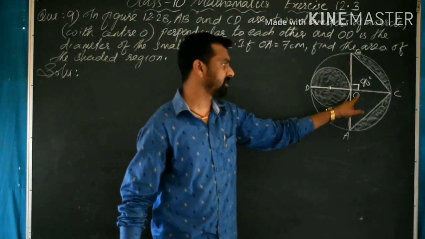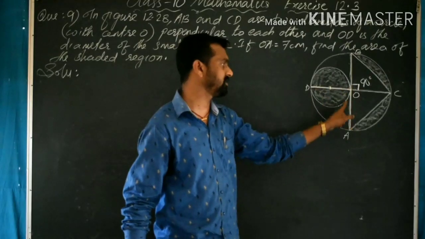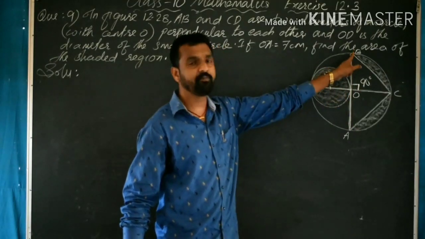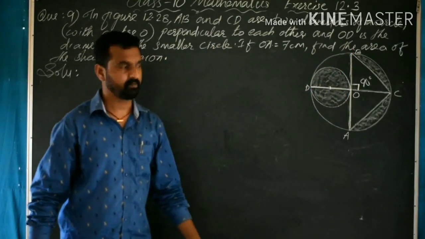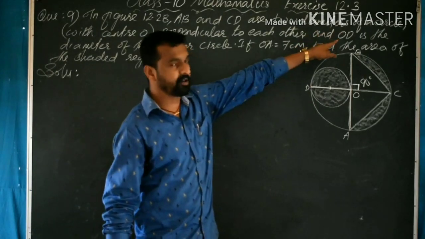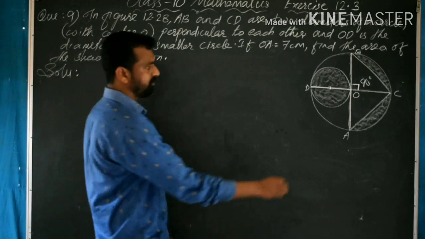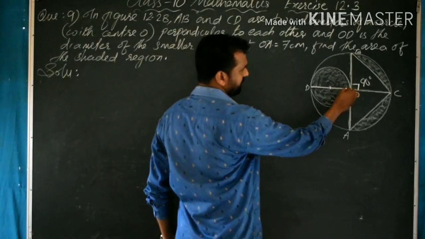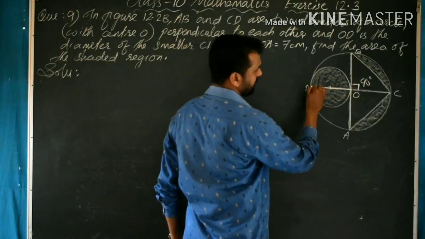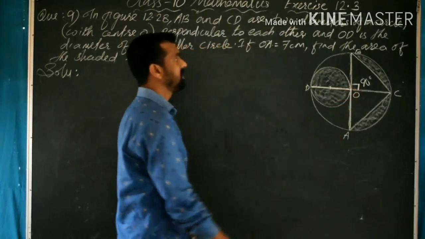Angle COA is equal to 90 degree. Angle DOA is equal to 90. And angle DOB is equal to 90 degree will come. And OD is the diameter of the smaller circle. This one is the diameter of the smaller circle.